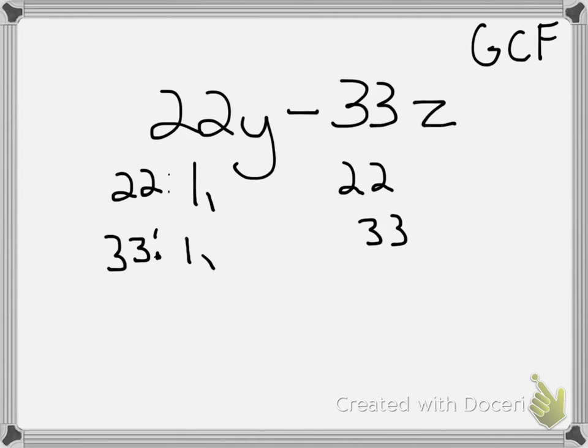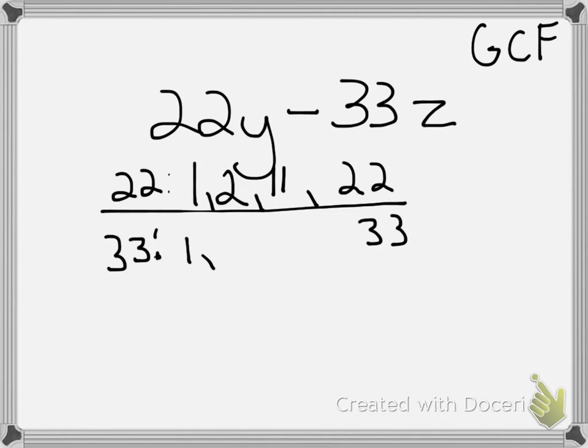If 22 is even, if I did 2 and I did 22 divided by 2, I would get 11. Now 4 doesn't go into 22, 5 doesn't, 6 doesn't, 7 doesn't, 8 does not go into 22, 9 does not go into 22, and I'm at 10, 10 does also not go into 22, so this one is finished.